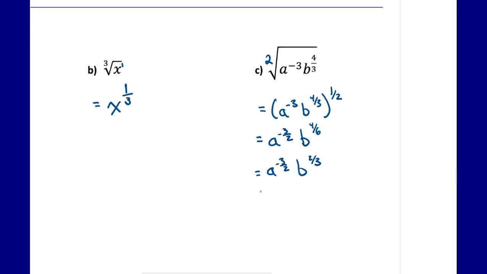I want positive exponents, so I'm going to bring the a power down. So I have b to the power of 2 over 3 divided by a to the power of 3 over 2. And I can't simplify that any further because they have different bases, so I'm going to leave it as is.